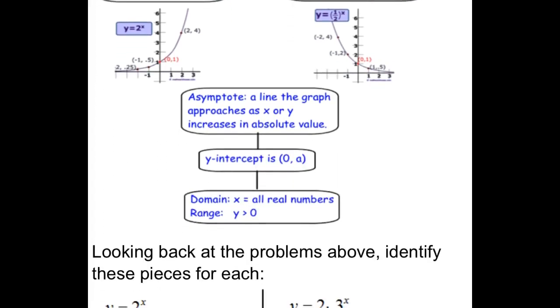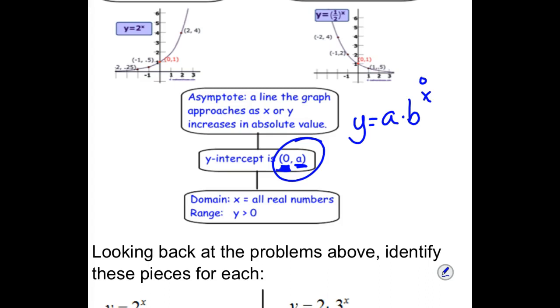We talked about an asymptote. This next one says the y-intercept is 0, comma a. I want you to think about that for a minute. If we have the generic equation a times b to the x power, and I'm plugging in a 0 for x, what happens here? B to the 0 becomes 1. 1 times a is always going to get you a. That's why our y-intercept will be our a value. So you can see that right by looking at the equation. You don't need a graph of it.